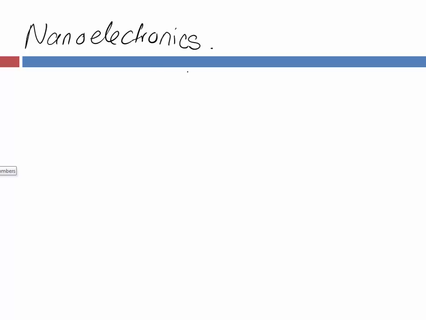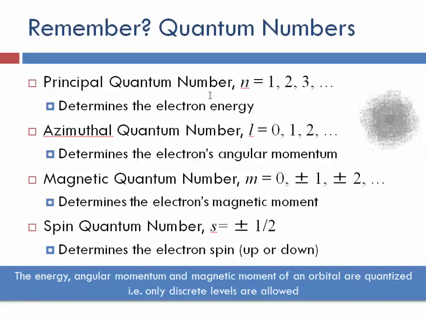So let's remember from Chapter 3, we talked about atoms and electrons having quantum numbers. I hope we remember that there were 4 different quantum numbers: the principal quantum number, which told us the electron's energy; the azimuthal quantum number, which told us the electron's angular momentum; the magnetic quantum number, which told us the electron's magnetic moment; and finally the spin quantum number. Okay? And we might remember that only discrete levels were allowed. So no 2 electrons could have the exact same 4 quantum numbers.